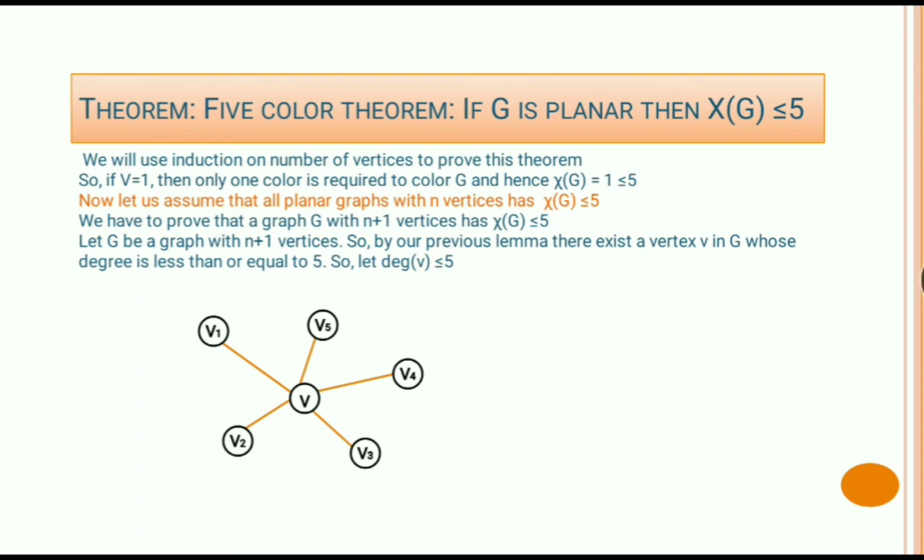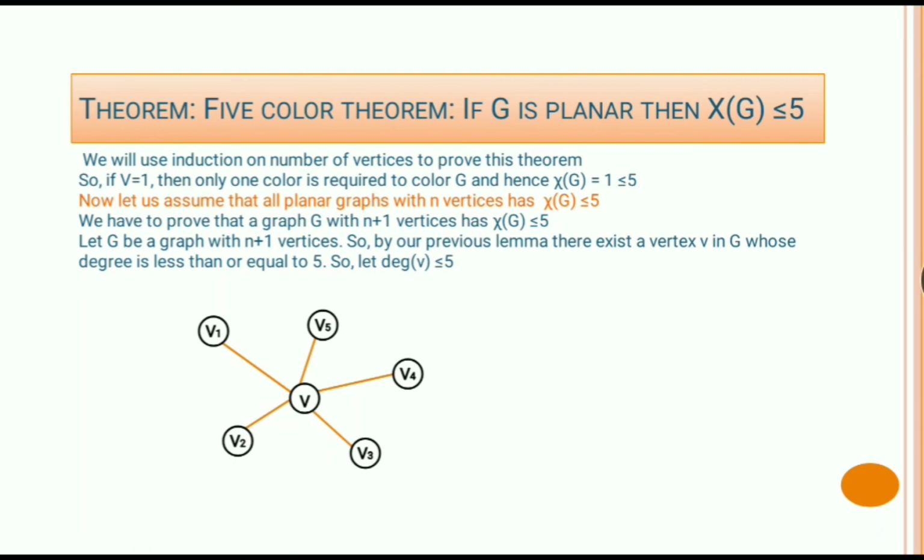By our previous lemma, which I have just quoted, we have just proved it, that in a planar graph there exists a vertex whose degree is less than or equal to 5. So we assume that there is a vertex V whose degree is less than or equal to 5. It can be equal to 5 also, or it may happen that some of the edges here are not present, so it can be less than 5 also.